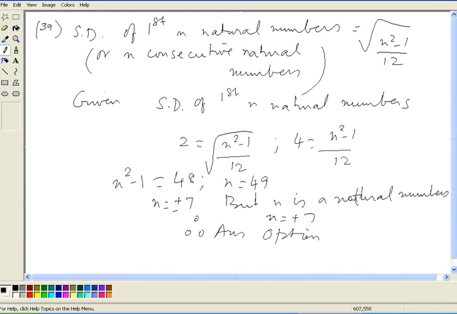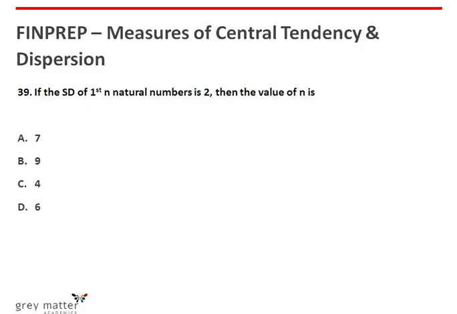So the answer is option A. Going to our PowerPoint presentation, it is option A. It says the value is 7 for n.